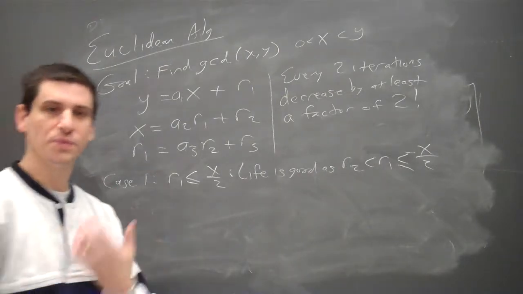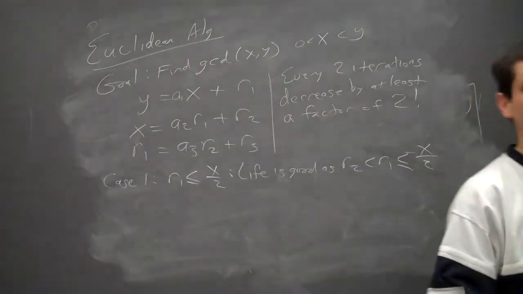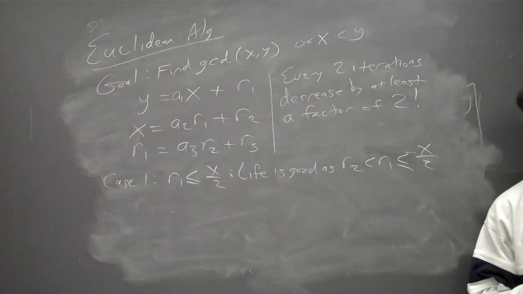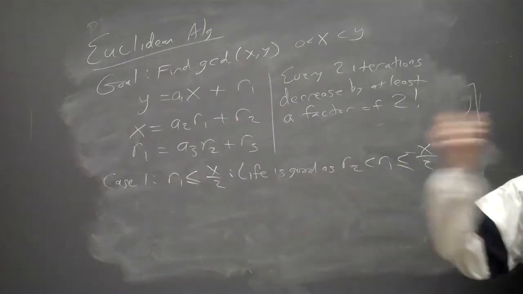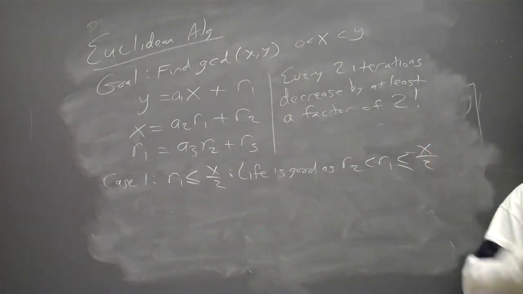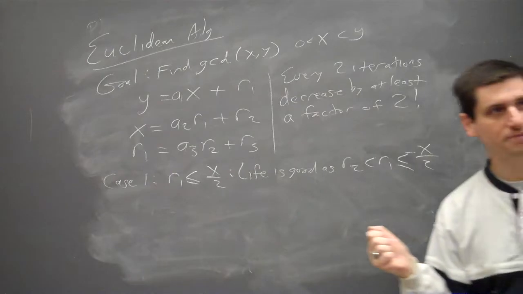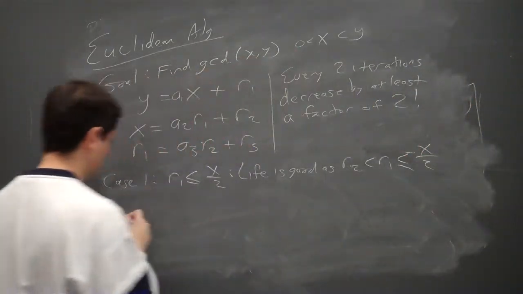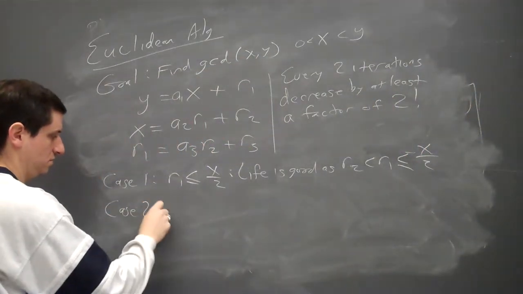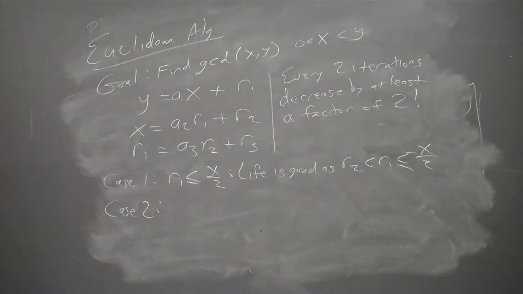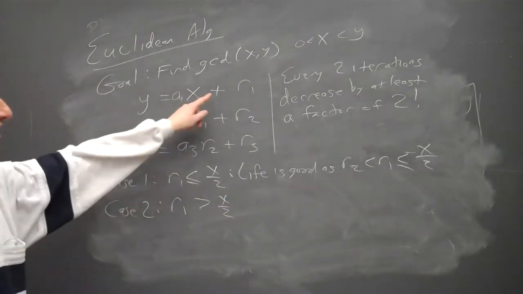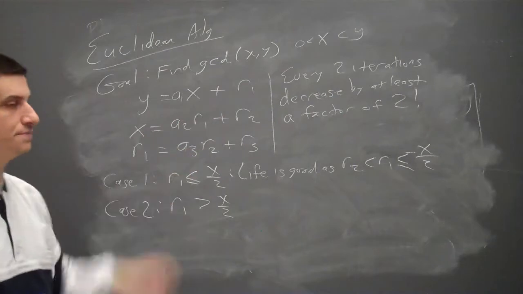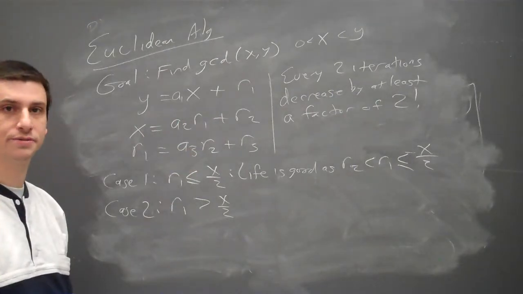So this is the idea in mathematics: split things into cases and use the givens of the different cases to attack the problem. So if R1 happens to be really small, we've moved a lot in our first step, and I don't really care what happens in my second step. What's the other case? So R1 is greater than x halves. Well, if R1 is greater than x halves, what's going on here?